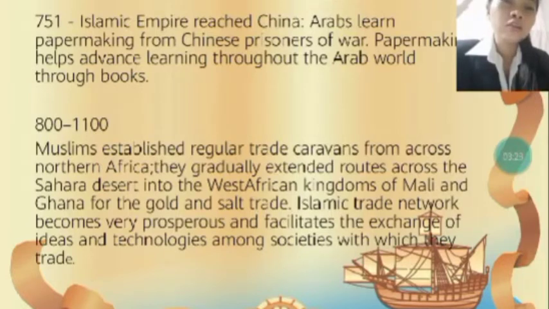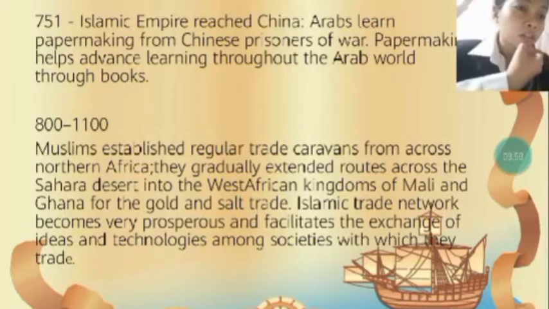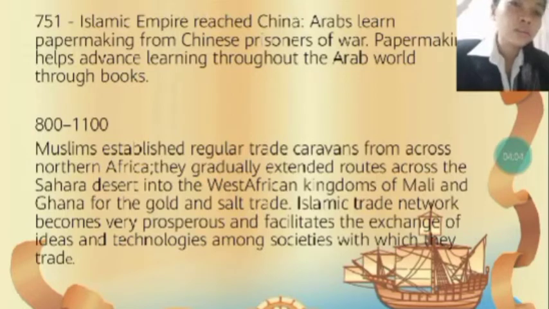And from 800 to 1100 CE, Muslims established regular trade caravans across northern Africa. They gradually extended routes across the Sahara desert into the West African kingdoms of Mali and Ghana, of the gold and salt trade. The Islamic trade network became very prosperous and facilitated the exchange of ideas and technologies among the societies with which they traded.